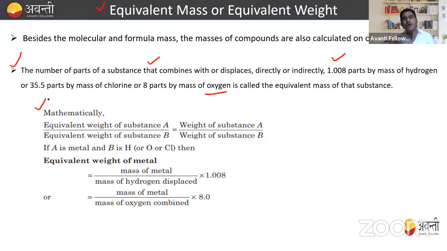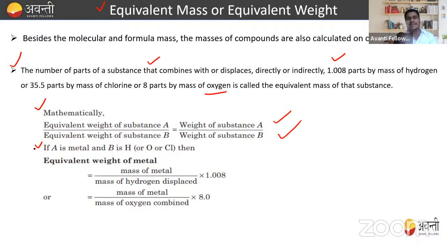For example, mathematically, we will write that the equivalent weight of the substance A upon the equivalent weight of the substance B is equal to the weight of the substance A upon the weight of the substance B.